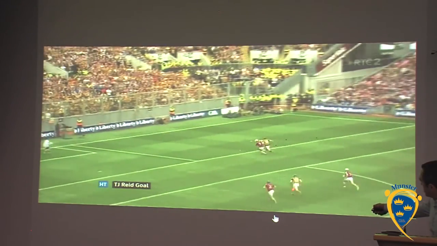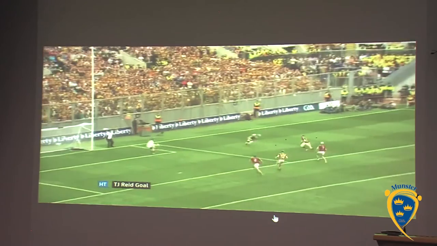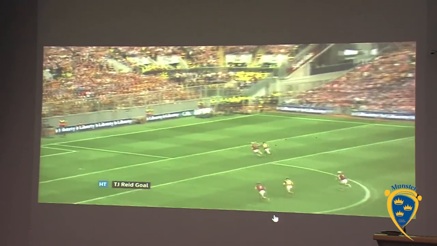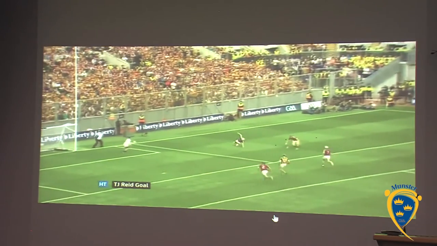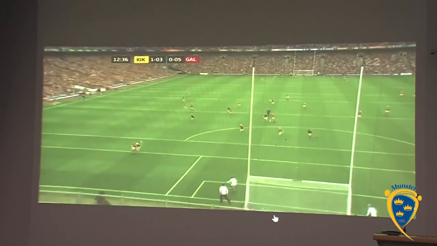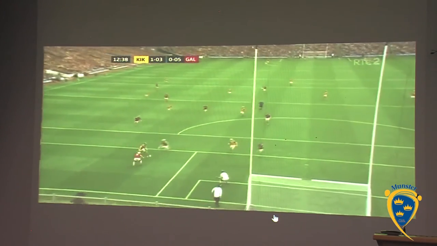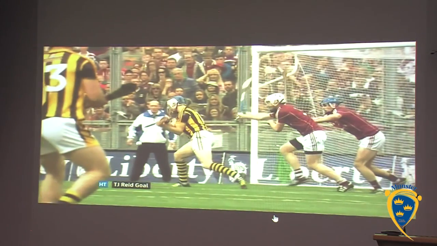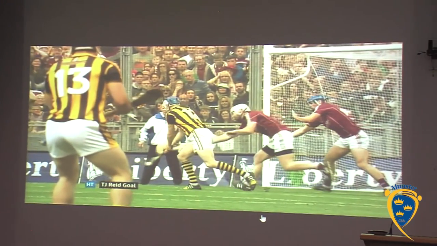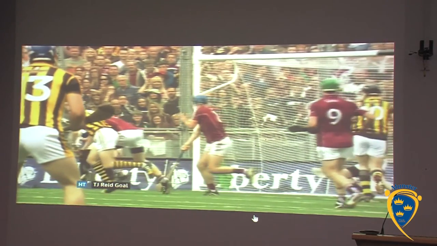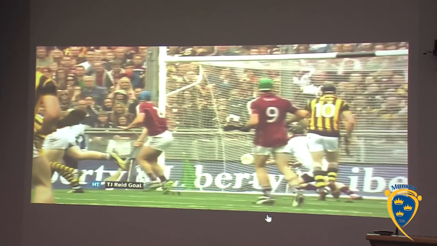Here's TJ here. So as the ball is coming in, he's reading what Walter is going to do. What position do I need to be in? Look at the technical ability of how short he's holding the hurley. Where is he putting the ball into the ground? So to ensure he scores.